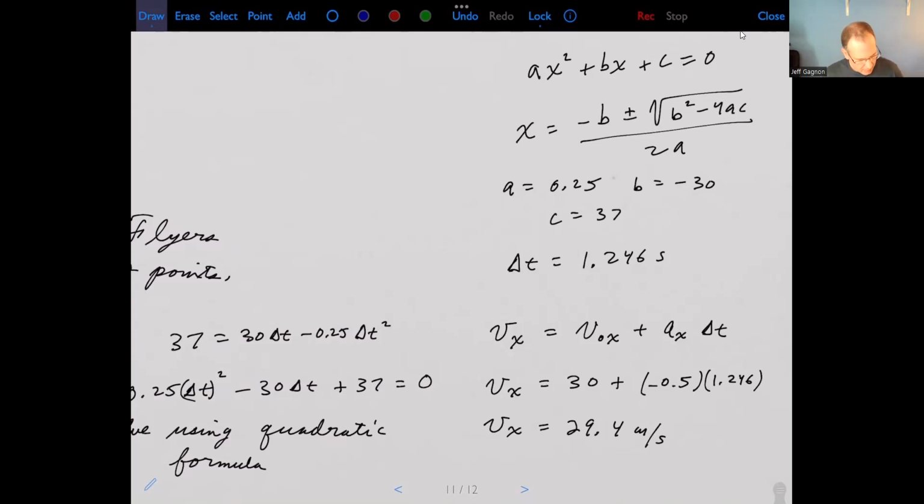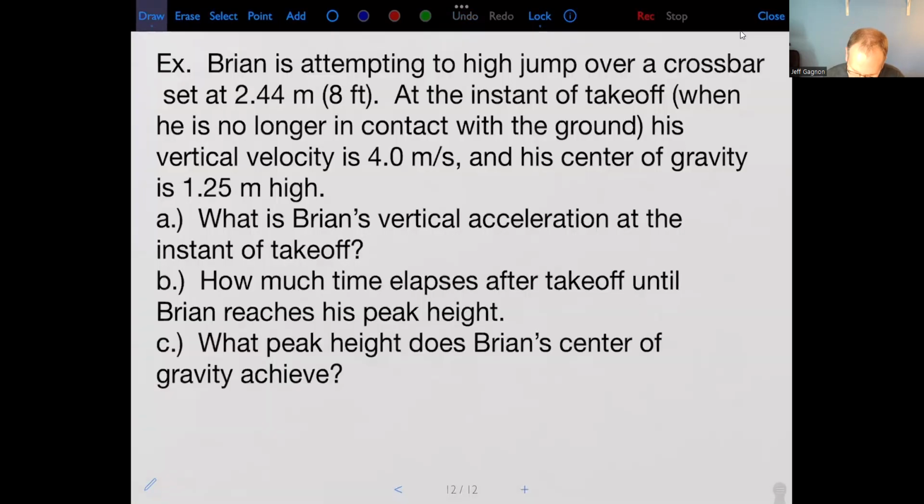Okay, and then last question. So one more example here. So you're told Brian is attempting to high jump over a crossbar set at 2.44 meters, same as 8 feet, but we're going to do everything in SI units. At the instant of takeoff, when he's no longer in contact with the ground, right? So just when his toes leave the ground, is the way to think about it. His vertical velocity is 4.0 meters per second.